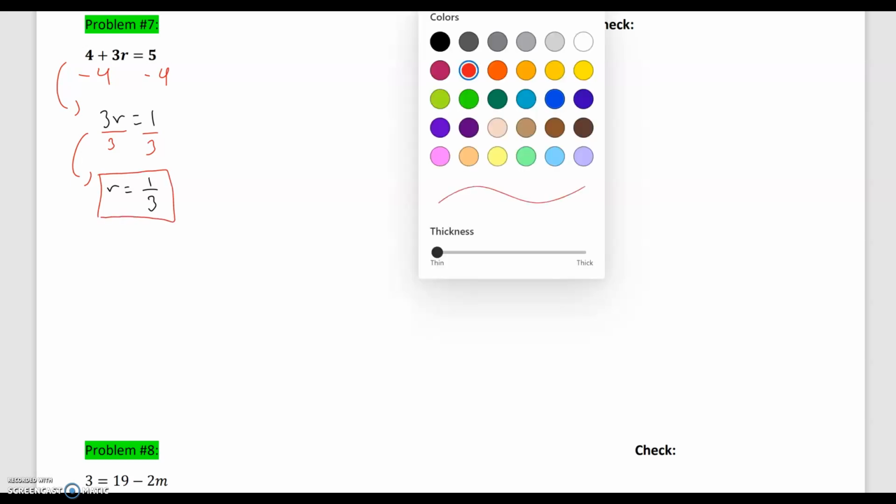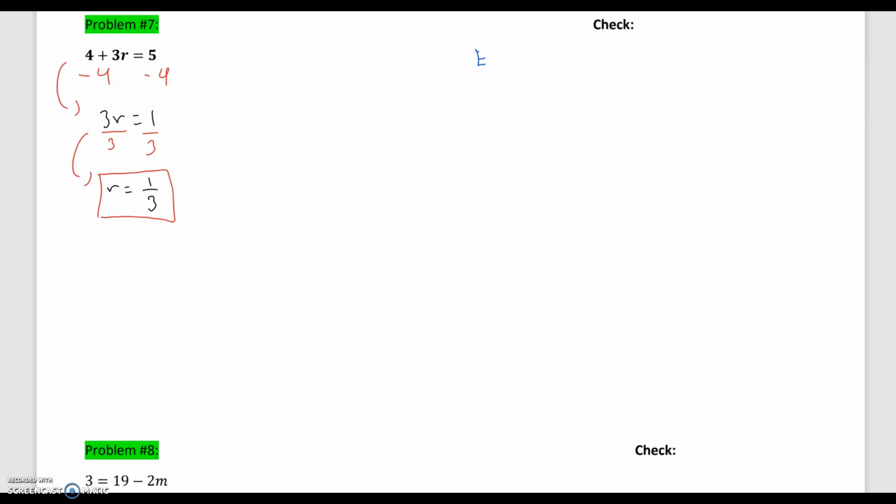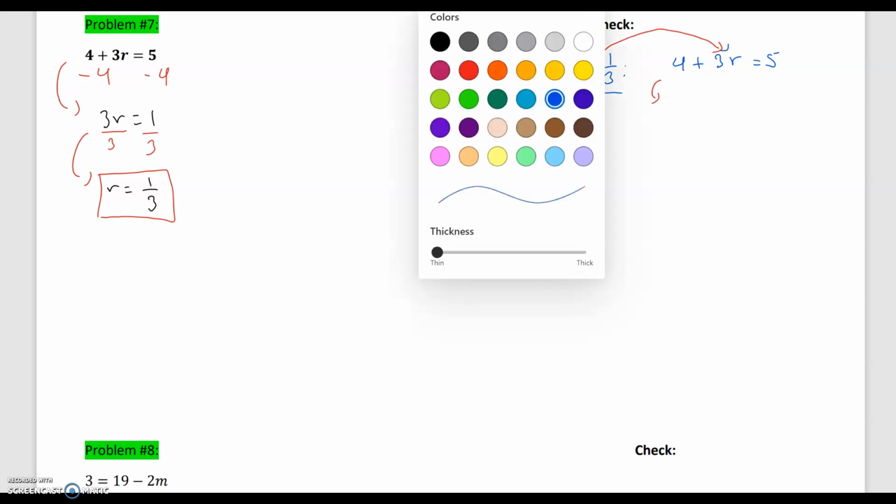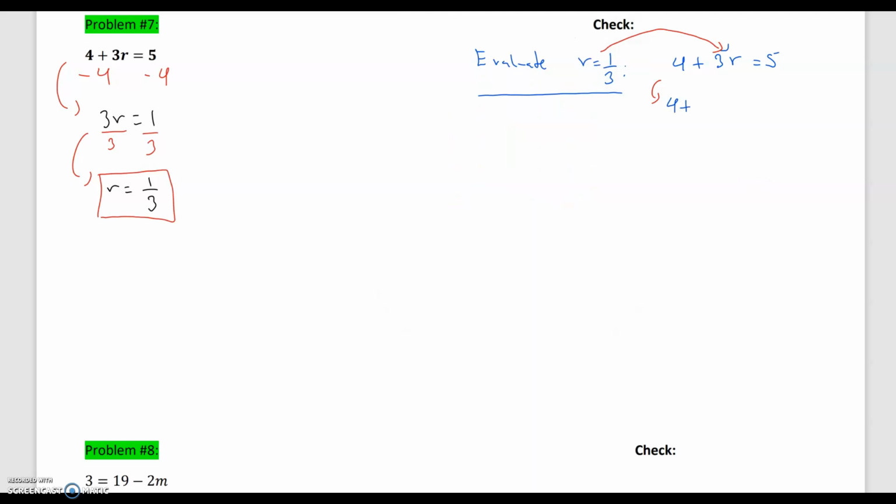We'll check it, and in order to check it, we're going to be evaluating r is equal to 1/3 into the original problem. So 4 plus 3r is equal to 5. Keep in mind that we're just doing a quick plug-in. And we're looking at 4 plus 3 times r is 1/3. This should equal 5.